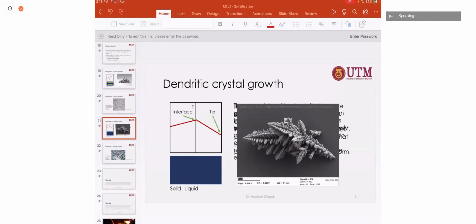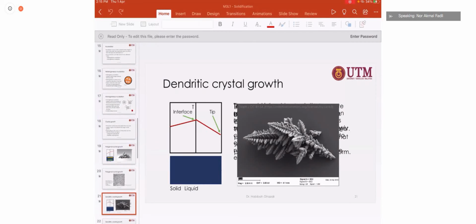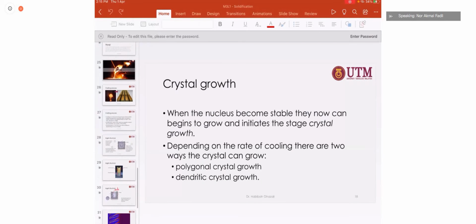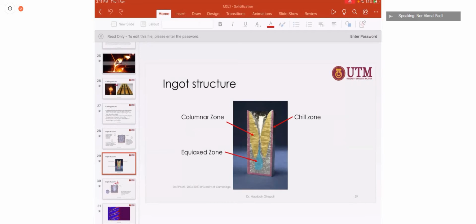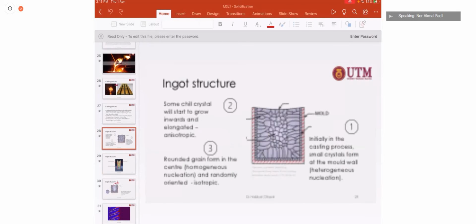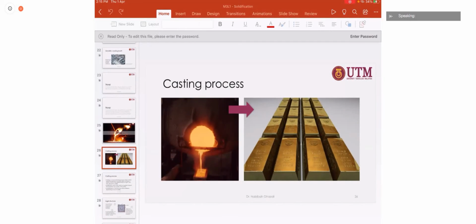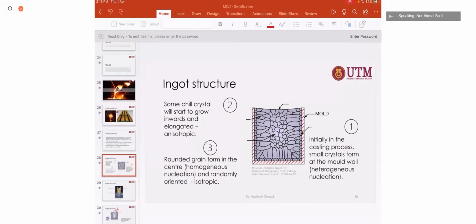Okay, dendritic crystal growth. Dendritic crystal growth happens if we look at the casting, where the casting structure is. This casting.